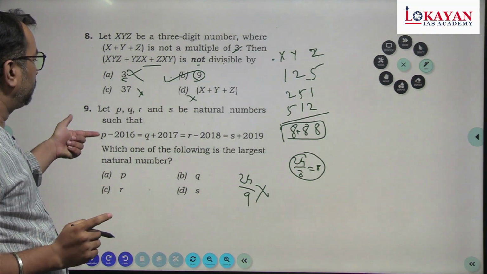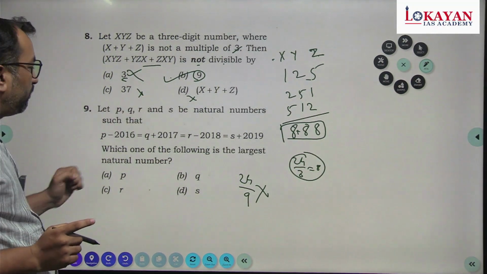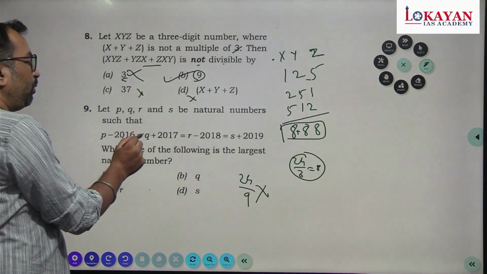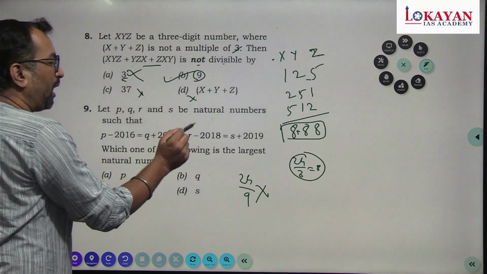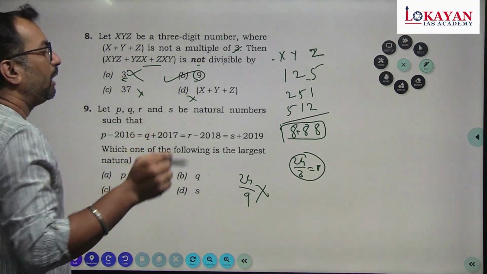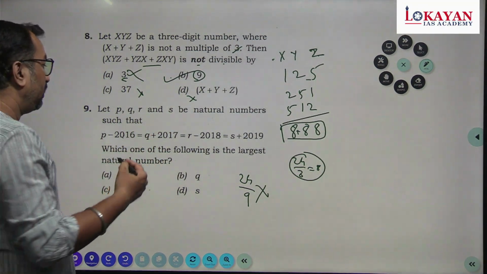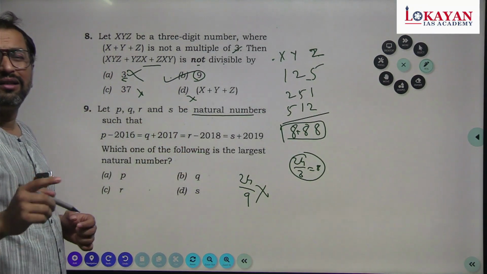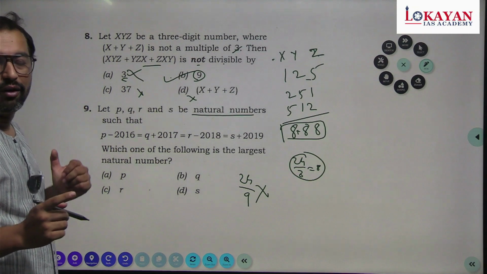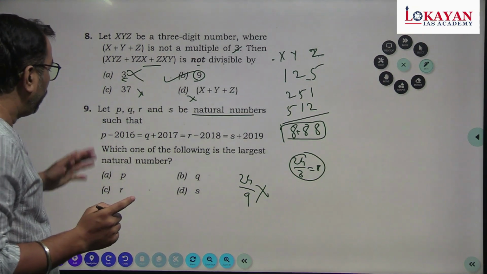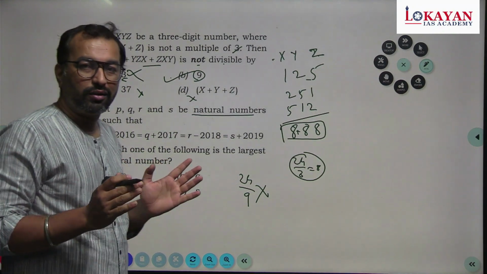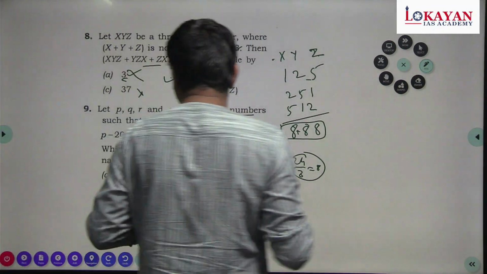Now the next example is, let P, Q, R and S be natural numbers such that P minus 2016 is equal to Q plus 2017 is equal to R minus 2018 is equal to S plus 2019. So the very important word here is natural numbers. If they hadn't said natural numbers, it would have been very difficult to decide, right? Now, if they are natural numbers, that means all are positive numbers. All are positive integers.